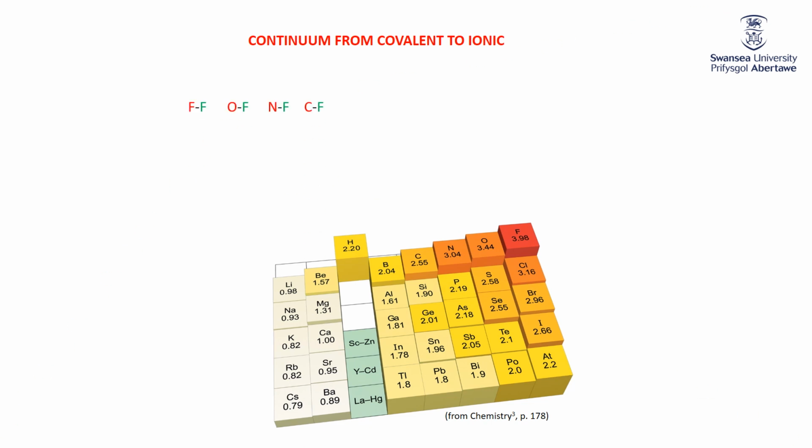Start off by examining some bonds to fluorine, fluorine being the most electronegative atom. We start off with the bond between fluorine and fluorine, then oxygen fluorine, nitrogen fluorine, carbon fluorine, hydrogen fluorine, boron fluorine. Even though boron is depicted here, it is less electronegative than hydrogen. And then beryllium to fluorine, lithium, sodium, potassium, and cesium to fluorine.